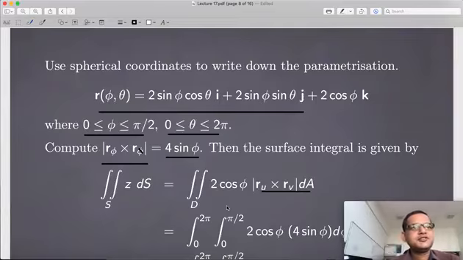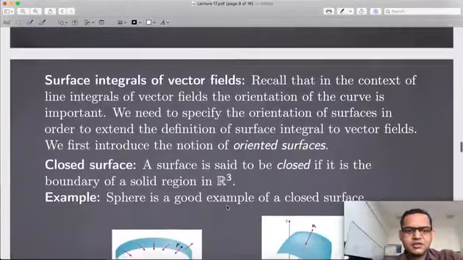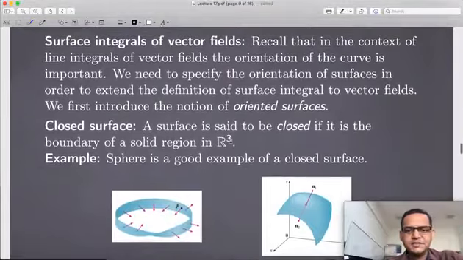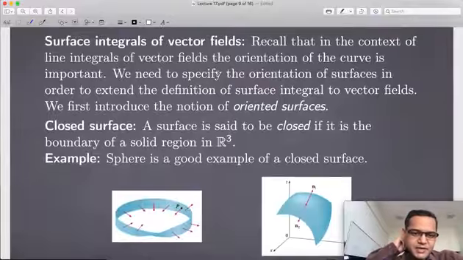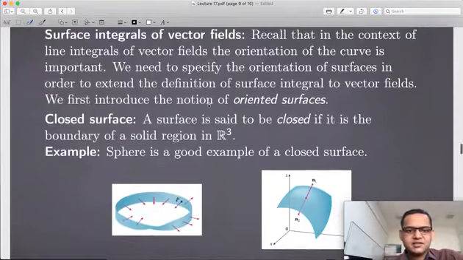Now we are also going to have surface integrals of vector fields. But when we go to vector fields, there is going to be a sense of direction also. For example, for curves we had a positive orientation and negative orientation. Similarly for surfaces we need to develop a notion which gives us a sense of direction. So we are going to do that, and in the process we will consider only some particular types of surfaces.